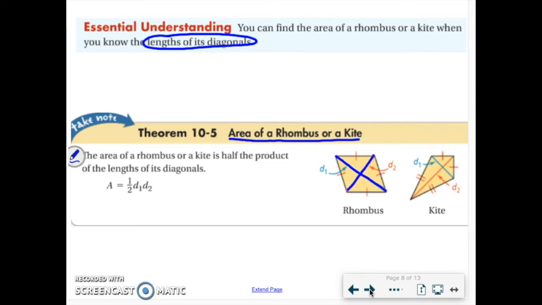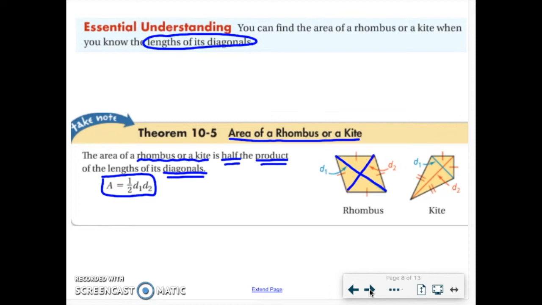Because all we need to do, if you look at this formula here, not very complicated formula, the area of a rhombus or a kite, same formula for both shapes, is half the product of the diagonals. If I know the diagonals, I can just multiply them together and divide by 2. That's going to be your formula for the area of a rhombus.